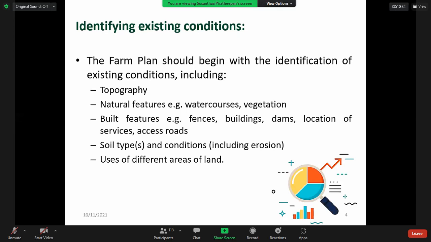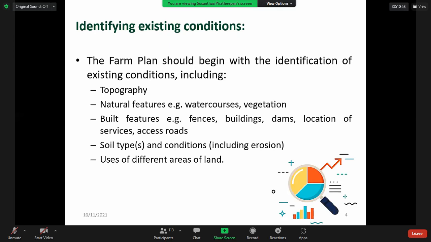And the third one, built features. We may already have some buildings, dams or other fences, and we can use those things. Also, before building our farm, we should make sure we can access the road very easily, or we can get the location services.